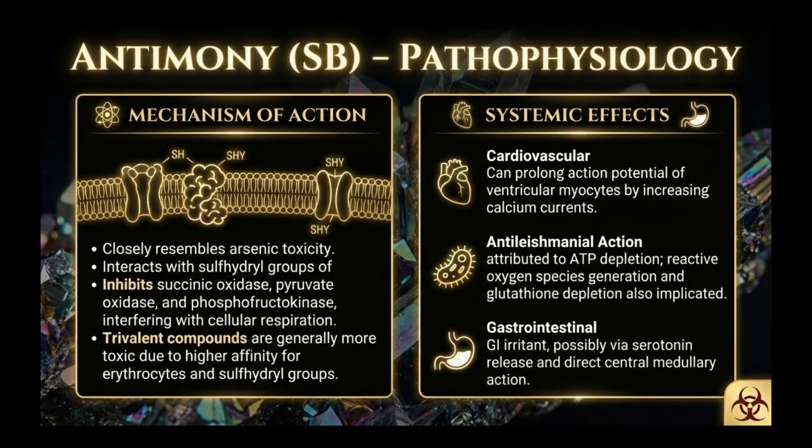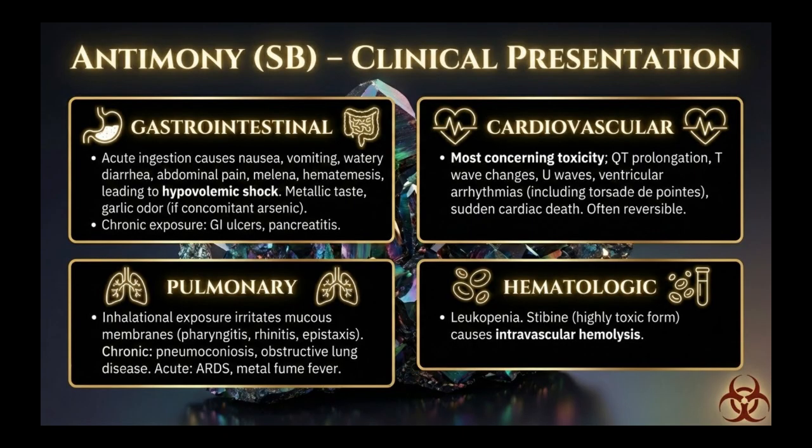At higher doses, antimony can also exert a direct central action on the medulla, further contributing to vomiting. Antimony poisoning can impact multiple organ systems, with symptoms varying depending on the route of exposure. When ingested acutely, antimony primarily affects the gastrointestinal tract, leading to nausea, vomiting, watery diarrhea, abdominal pain, black tarry stools, and vomiting blood. These symptoms can result in significant fluid loss and potentially cause hypovolemic shock.